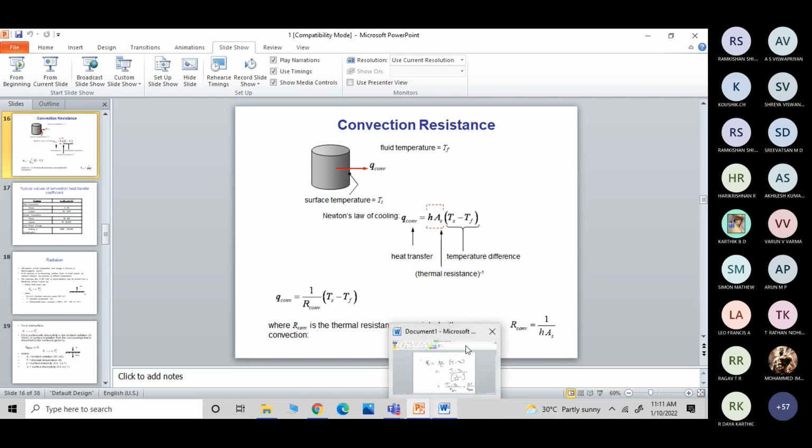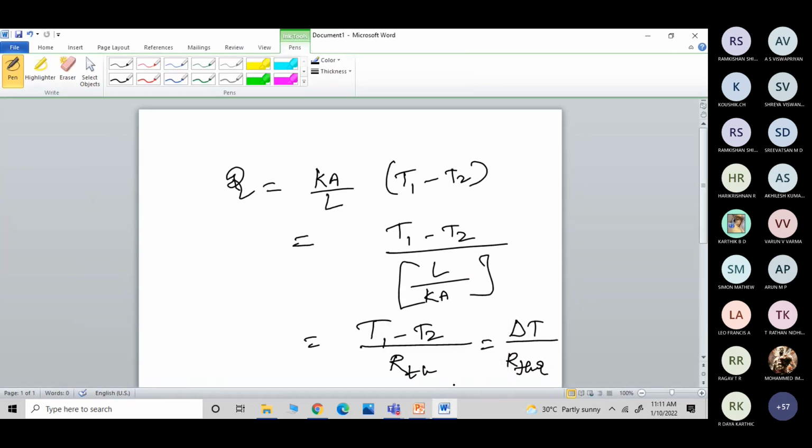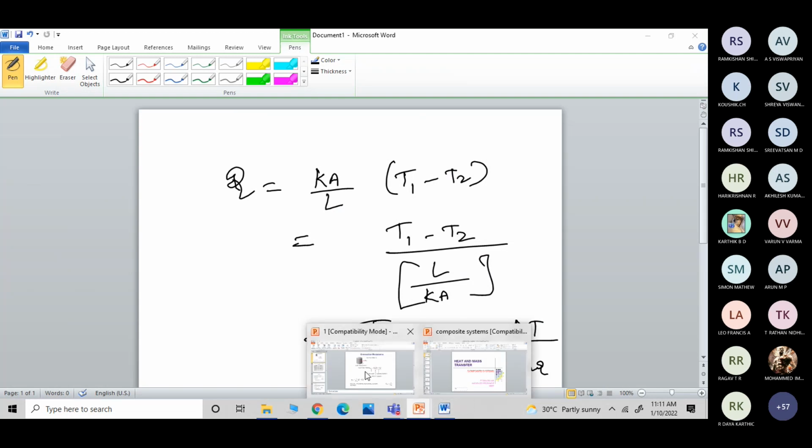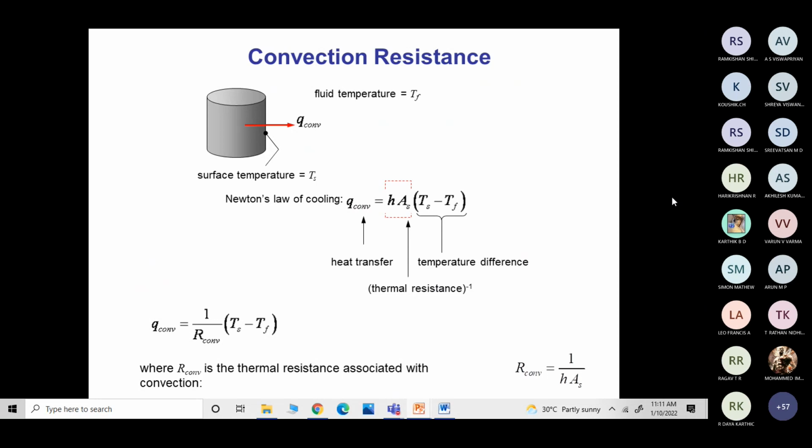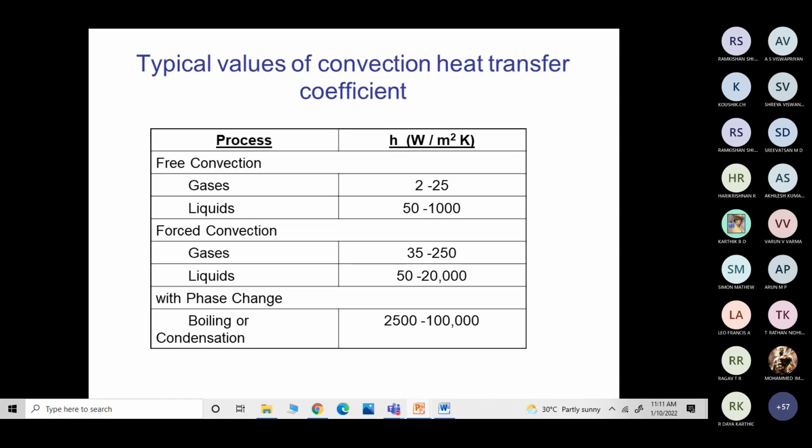Just like in case of conduction, we have L by kA, delta T divided by L by kA, whereas in case of convection, we have 1 by hA. Q equal to hA delta T, and 1 by hA is nothing but the convective resistance. Is this fine? And you can look into the values.